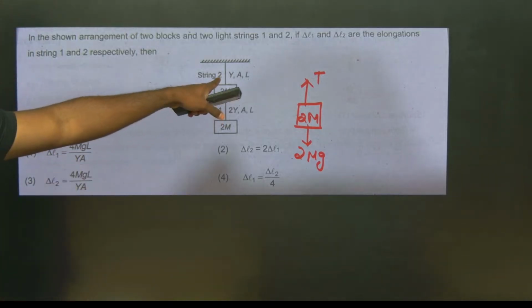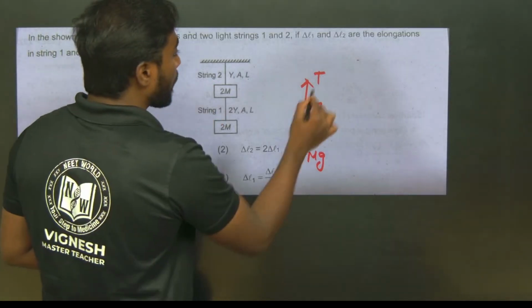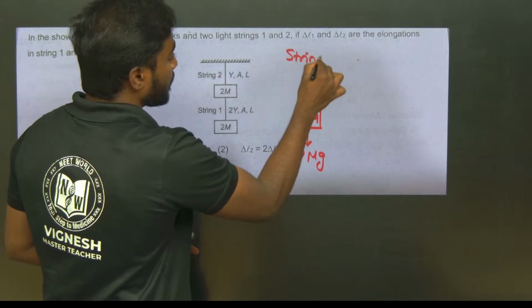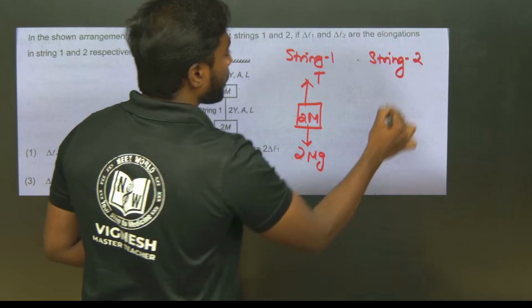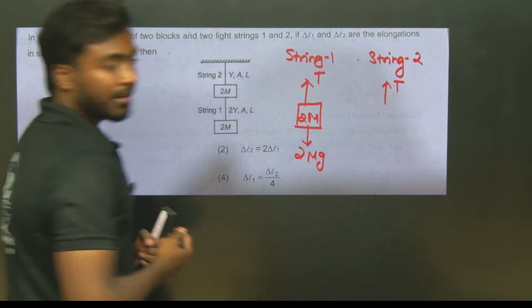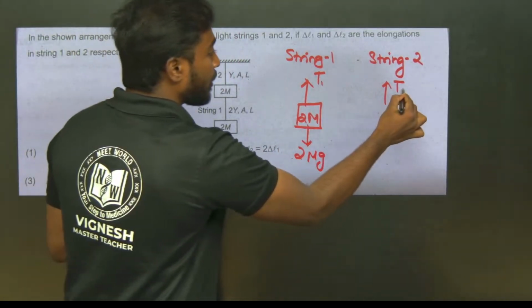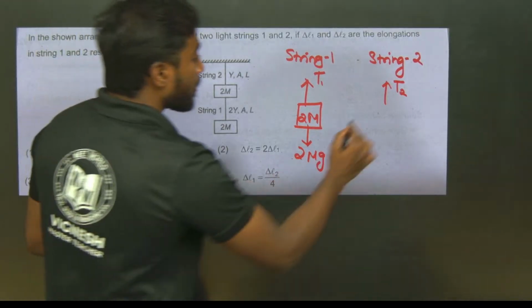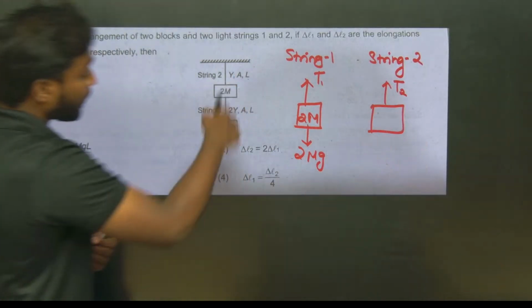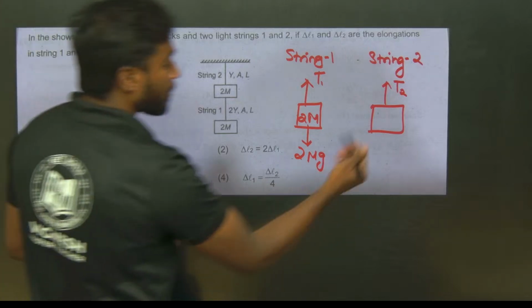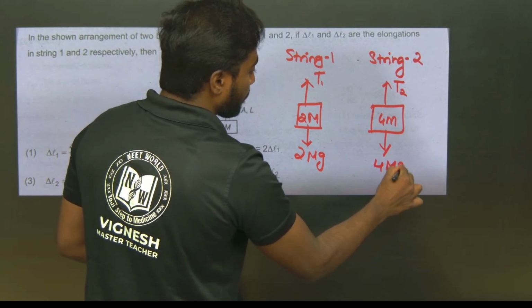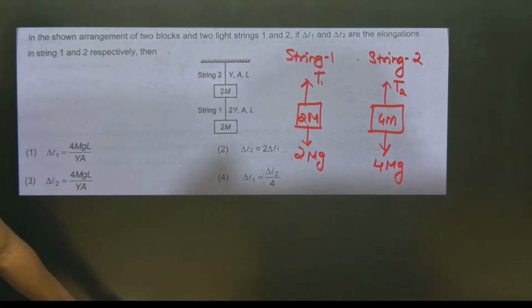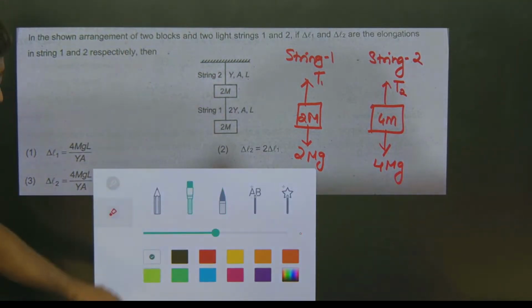When I take the string 2, this is string 1. String 2, so string 2 tension is there. So T1, T2, T1, T2. So what is the total weight? 4m, right? This is 4 mg. Okay, this one clear. Now go for the formula for the Young's modulus.